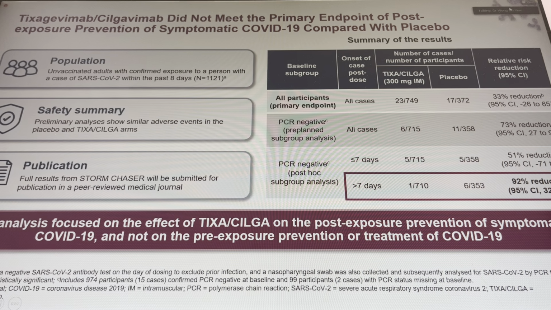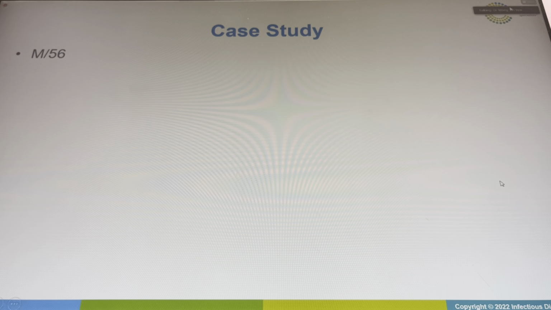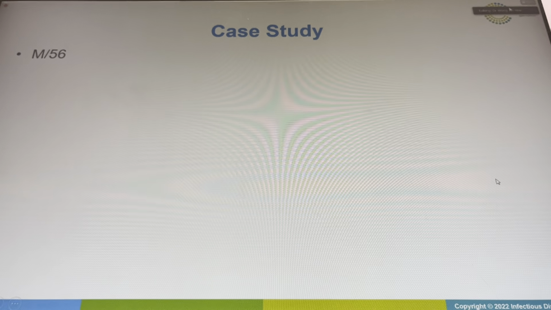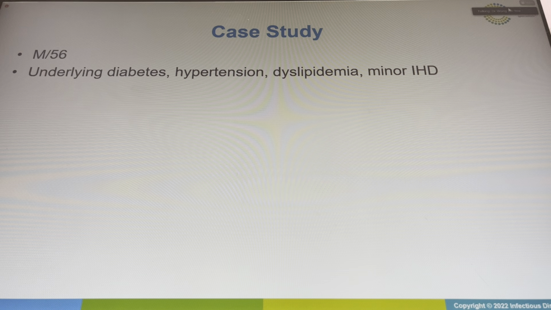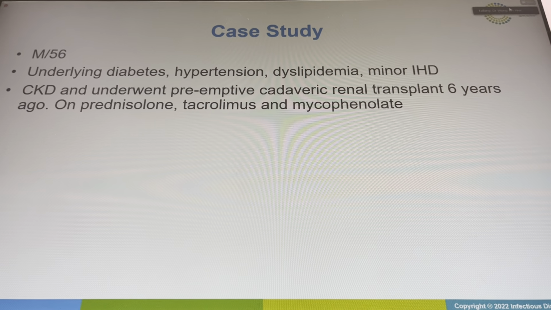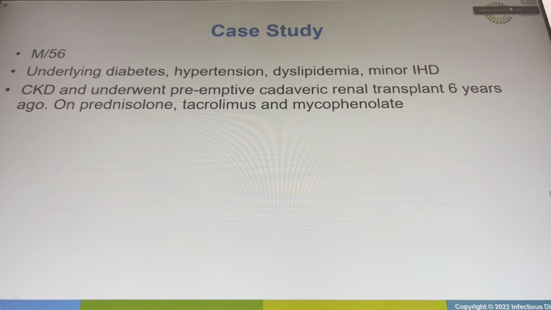All right, next slide. So I think perhaps I will start off, before going into more details, with a case study. This is a patient that I saw very recently, just last week. He is a 56-year-old man. Next slide. He's got underlying diabetes, hypertension, dyslipidemia, and minor ischemic heart disease. He had CKD and had preemptive cadaveric renal transplantation 6 years ago.